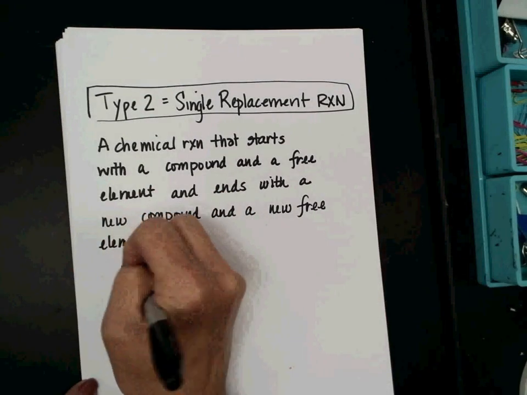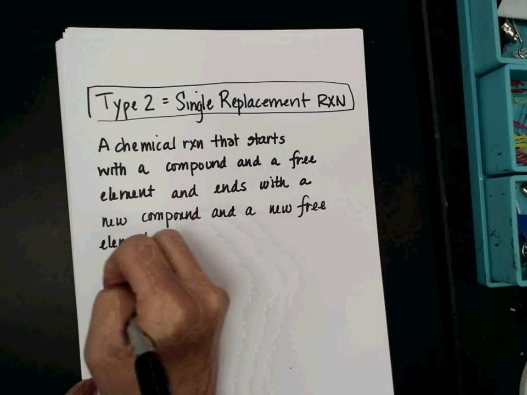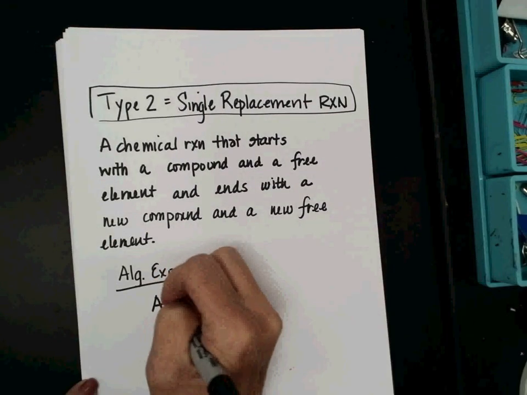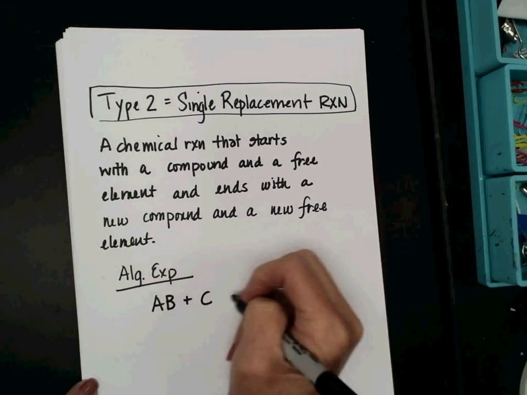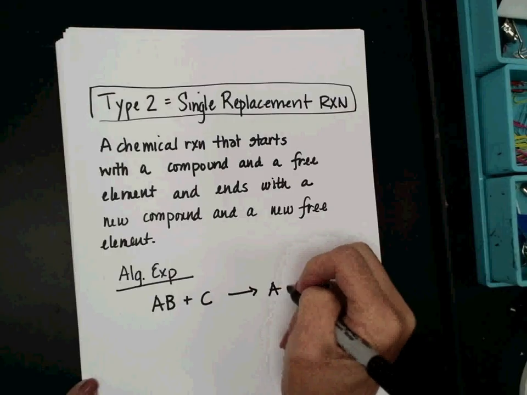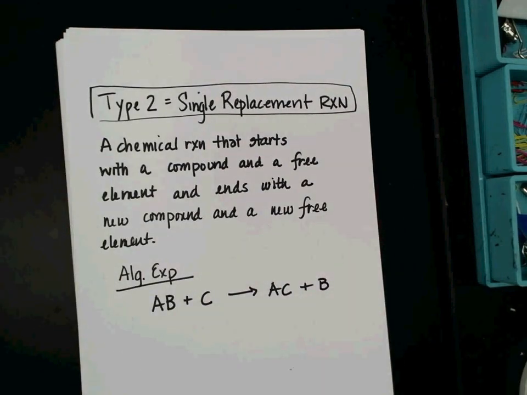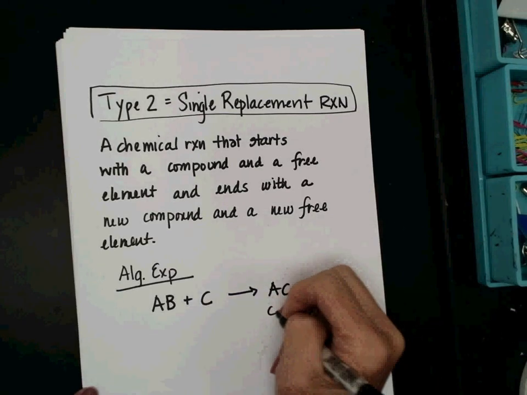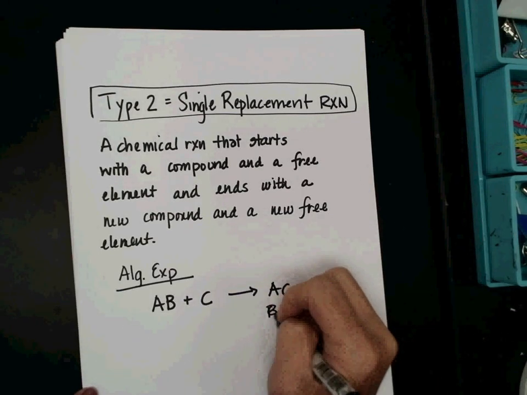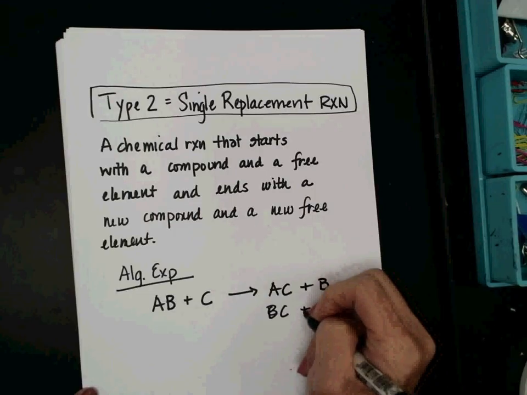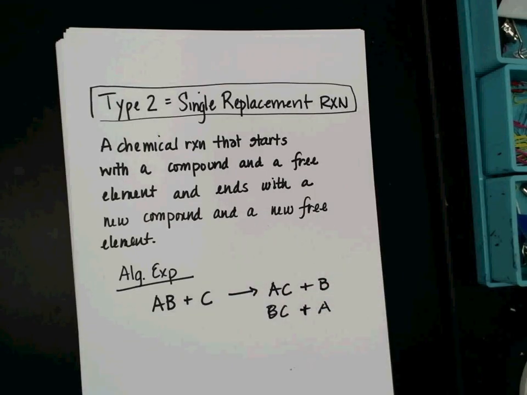So my algebraic expression looks like this. AB plus C yields AC plus B. Or we could say BC plus A. It would work either way. It depends on what you're dealing with.